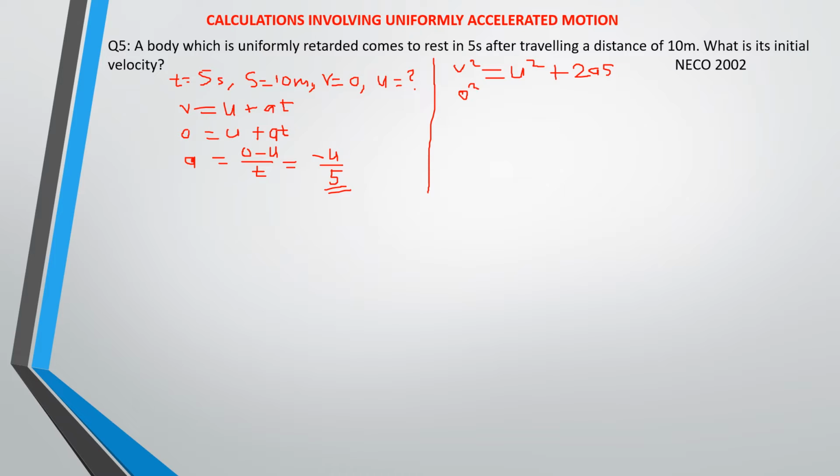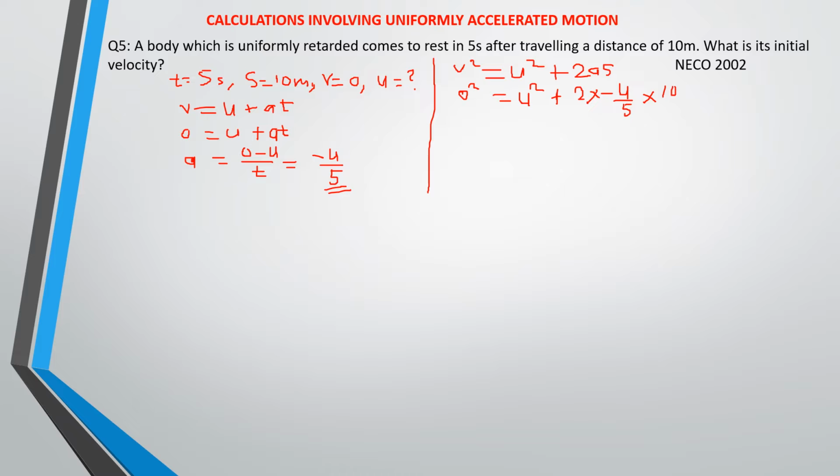Okay, so substitute the figures you have here. You have 0 squared equals u squared plus 2 times minus u over 5 times the distance, which is 10. Okay, so this is what is given to you.